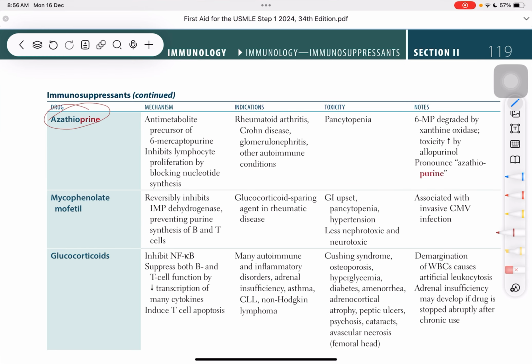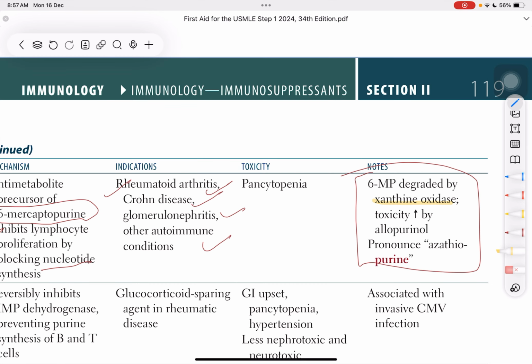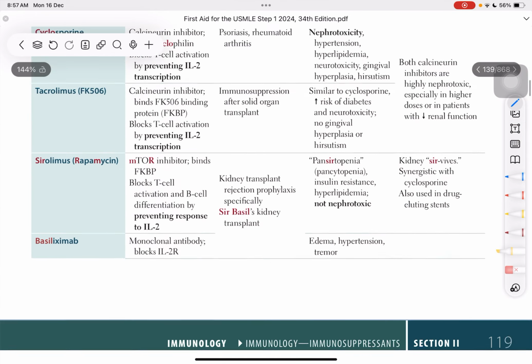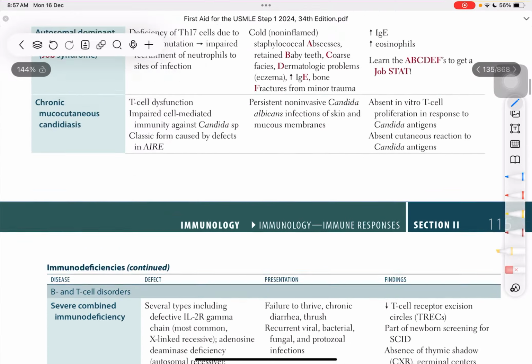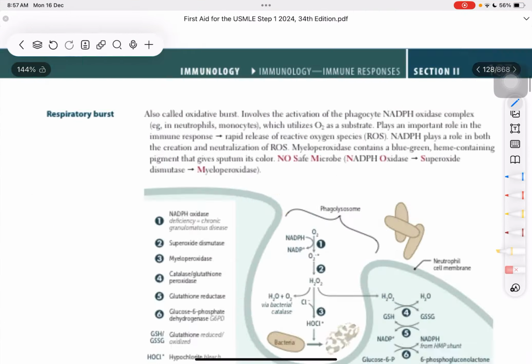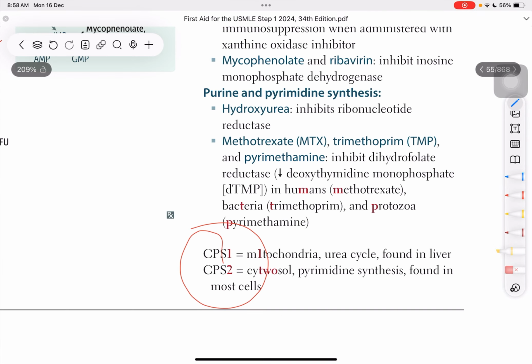Azathioprine is a precursor of 6-mercaptopurine. It inhibits lymphocyte proliferation by blocking nucleotide synthesis. Which nucleotide synthesis? Purines. It is used in rheumatoid arthritis, Crohn's disease, glomerulonephritis, autoimmune conditions. It can lead to pancytopenia. 6-mercaptopurine is metabolized by xanthine oxidase. Azathioprine is a derivative of 6-mercaptopurine. So if we give a xanthine oxidase inhibitor, azathioprine is not metabolized, which leads to toxicity. Xanthine oxidase inhibitors: allopurinol.